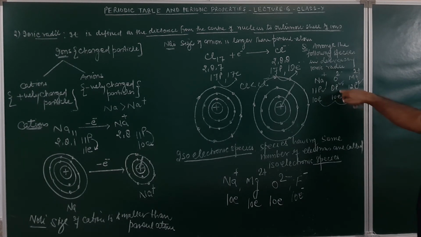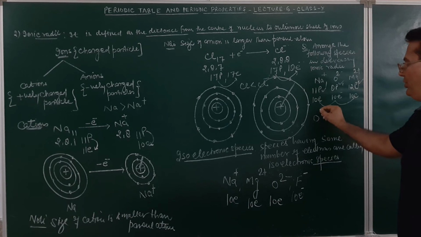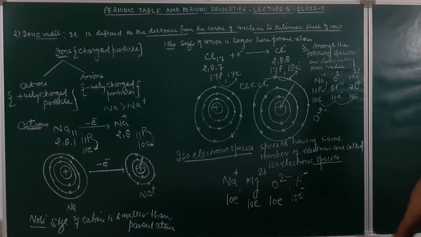So which of the three species will have the largest ionic radii? Because the number of electrons is the same, the one with the lesser number of protons will have the least nuclear attraction. So the largest ionic radius in this case will be O2 negative. Am I clear? Because here 8 protons are attracting the 10 electrons. Here 11 protons are attracting 10, here 12 are attracting 10. Naturally this attraction is less than this. So oxide ion will be larger in size than the sodium ion, and sodium ion will be larger in size than the magnesium ion.